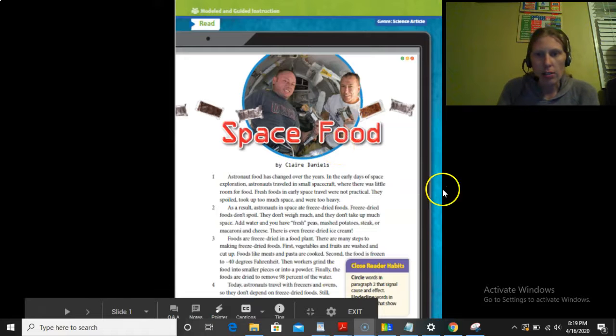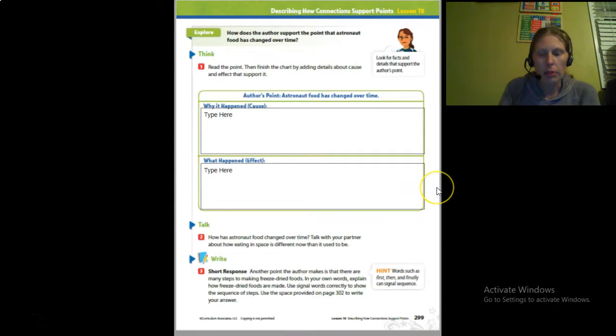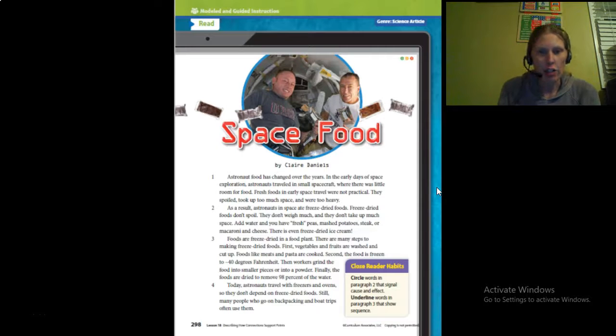Today, astronauts travel with freezers and ovens so they don't depend on freeze-dried foods. Still, many people who go on backpacking and boat trips often use them. Okay, end of our story.